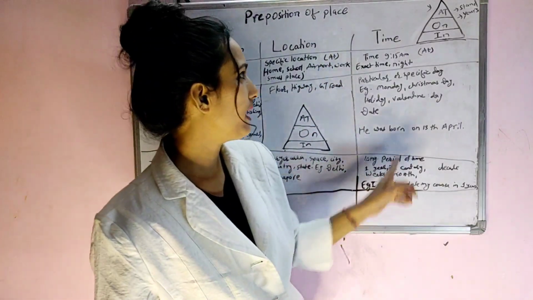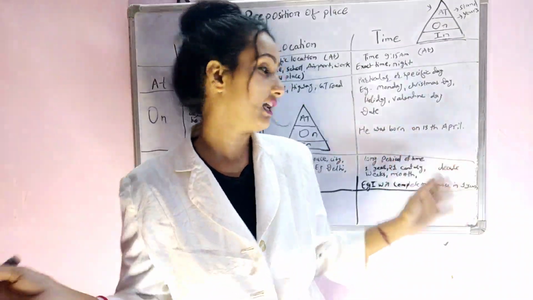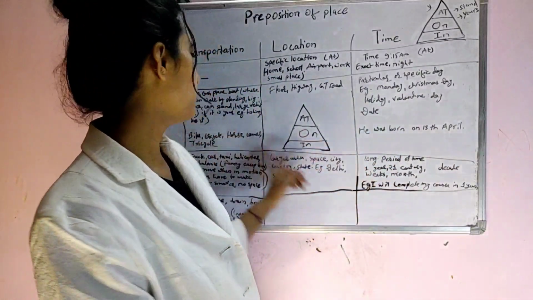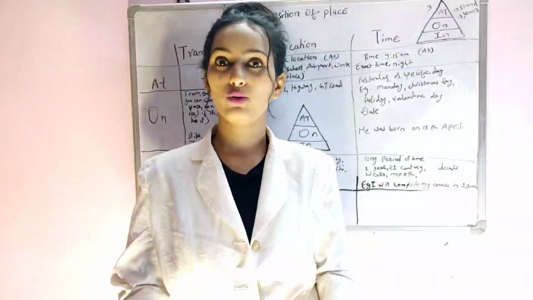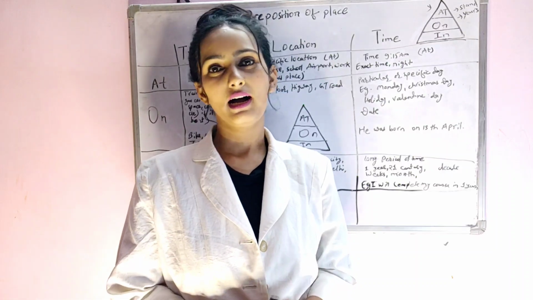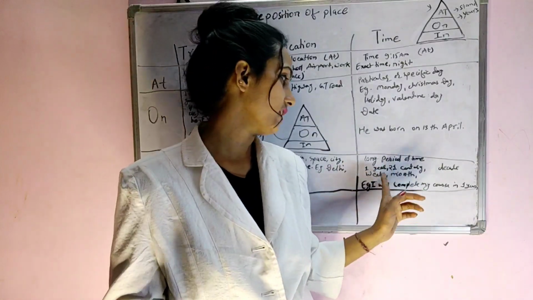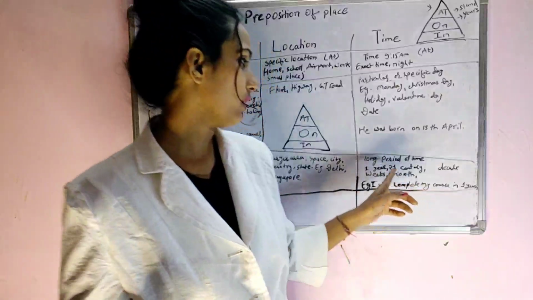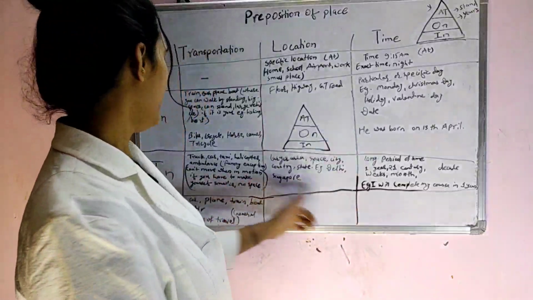Now let's talk about time, a long period of time. If you are talking about a long period of time, then also you have to use "in". For example, I will complete my course in 1 year. And if you are talking about a decade, a month, a year, a century, then you have to use "in" here.